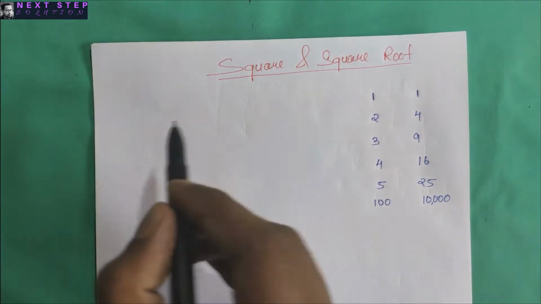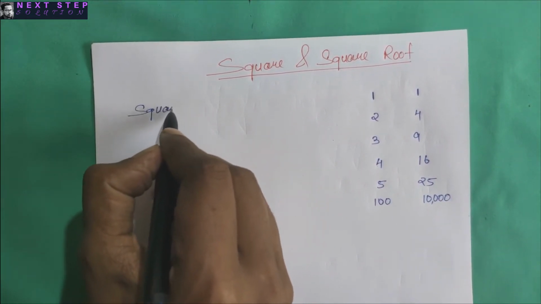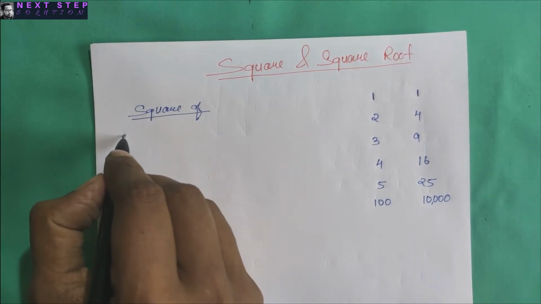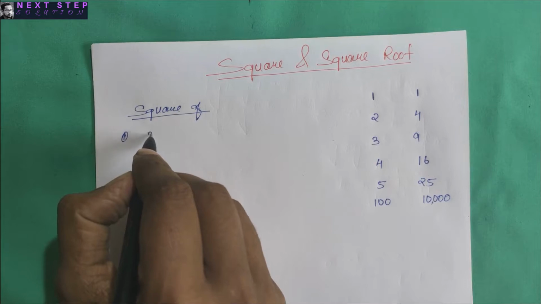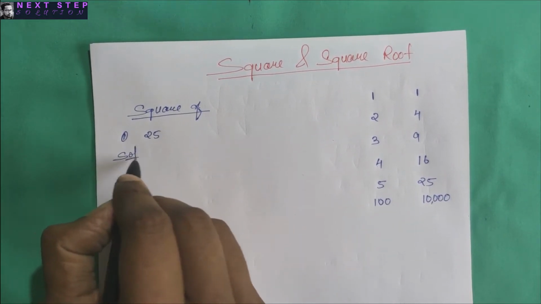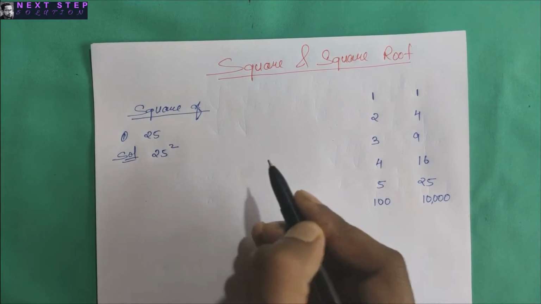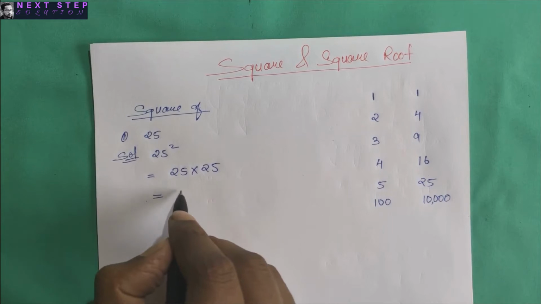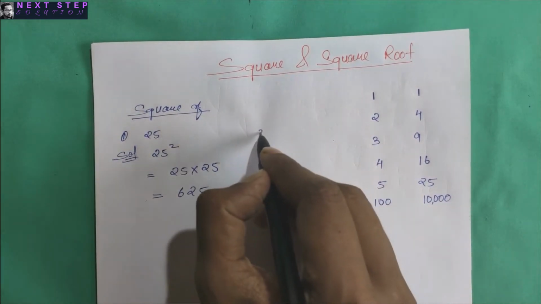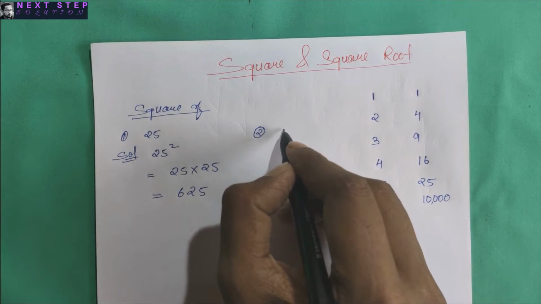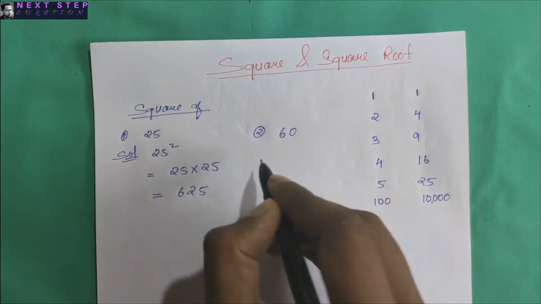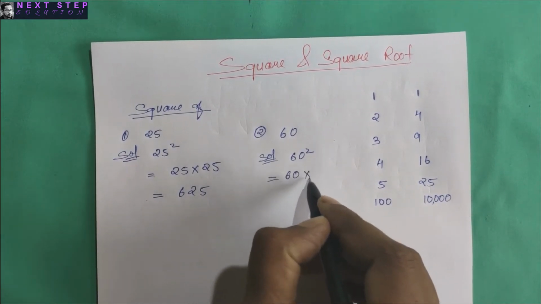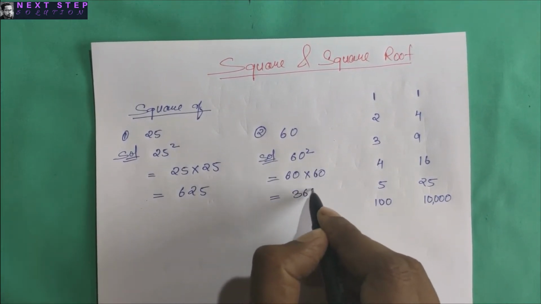Square of any number. Now suppose the number given is 25. The square of 25 will be 25 square. We can write it in this form. Then in the next line we will write 25 into 25, and 25 into 25 gives you 625. Let me show one more question. Suppose it is 60. Then the square of 60 will be 60 square. We can write it as 60 into 60, which will give you 3600.